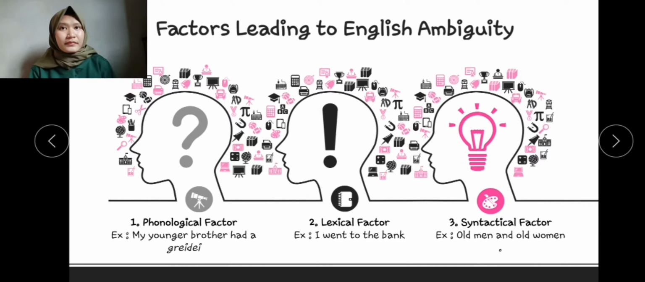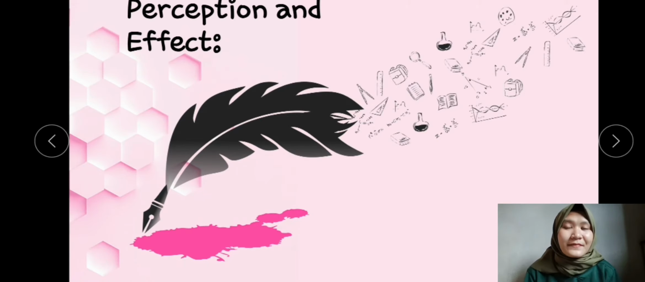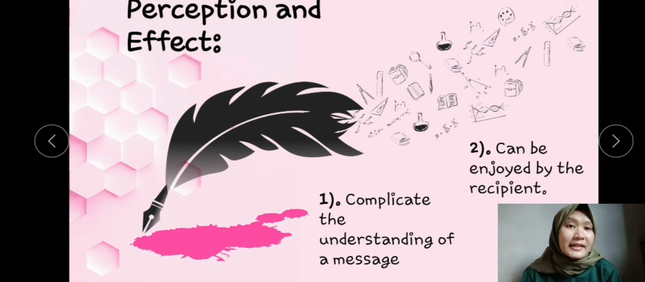For example, old men and women. We can regard old as a modifier of both men and women, or old men and women, if we think old is a modifier of men but not of women. So the ambiguity can be captured by two different hierarchical structures, the first one as old men and women, or old men and women. It's different.